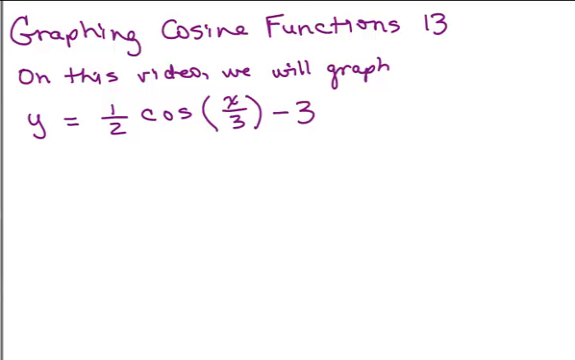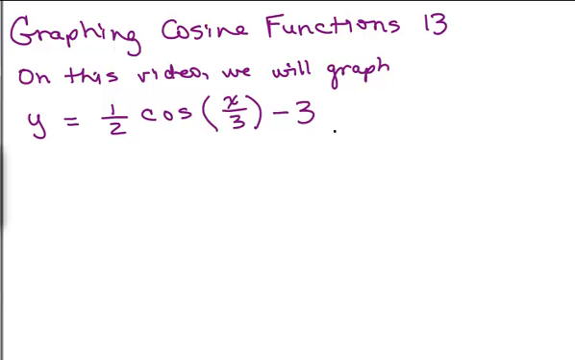This is part 13 of graphing cosine functions, and on this video we're going to graph y equals 1/2 cosine of x over 3 minus 3. Alright, so we're stepping it up a little bit here. We see we're going to have a period change because of this x over 3. And our amplitude is going to be different because of this 1/2 out in front. And I also have a minus 3 at the end, so we're going to have a vertical shift. So there's a lot more going on in this one.